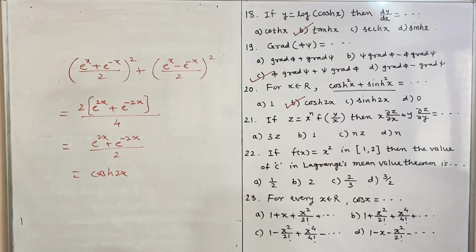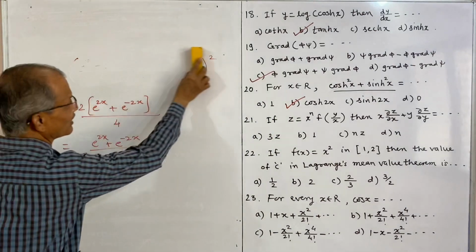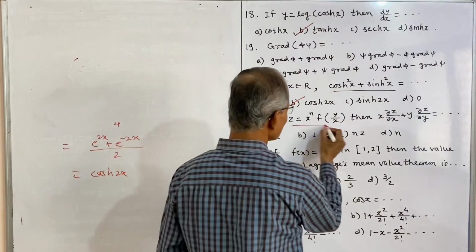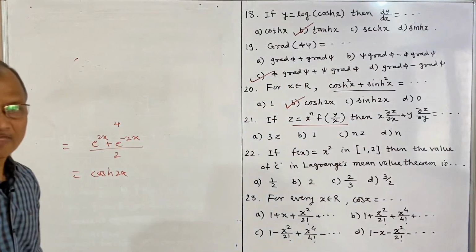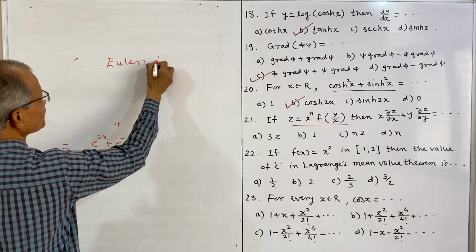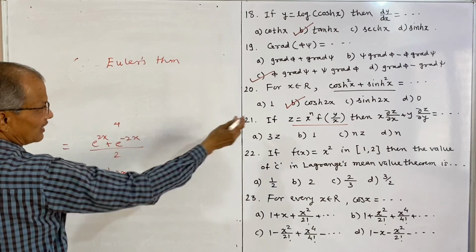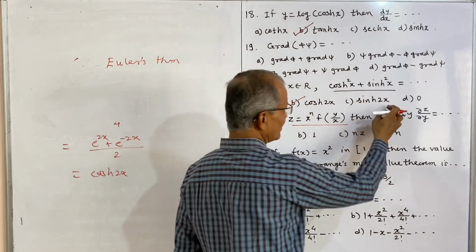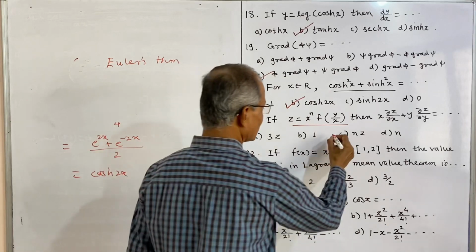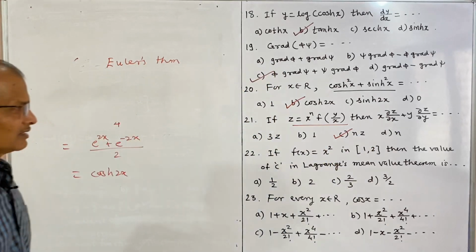The next one is z is x power n f of y by x. So this is a homogeneous function of degree n, and that is Euler theorem we have seen. By Euler's theorem, that quantity x dou z by dou x plus y dou z by dou y is n times z. So the direct theorem result is nz.